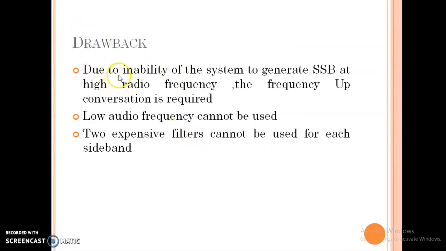The drawback of this system is its inability to generate single sideband at high radio frequency, so up conversion is required. Means this system cannot be used for high frequency signals because it is used only for low frequency signals, but very low audio frequency signals also cannot be used in this method. Means the range of frequency should be not too low, not too high. We have to use the average frequency for this method. So too expensive filters cannot be used for each sideband.